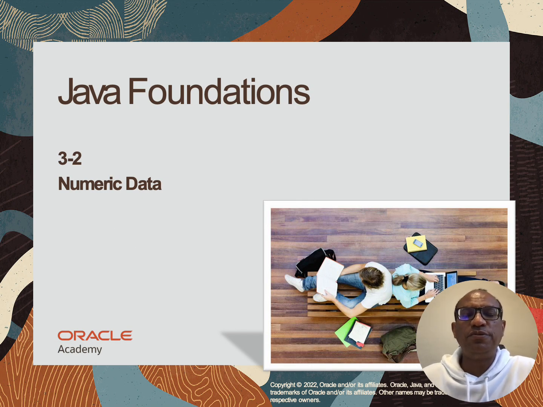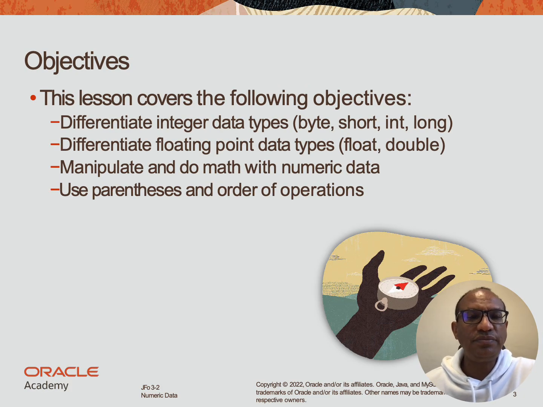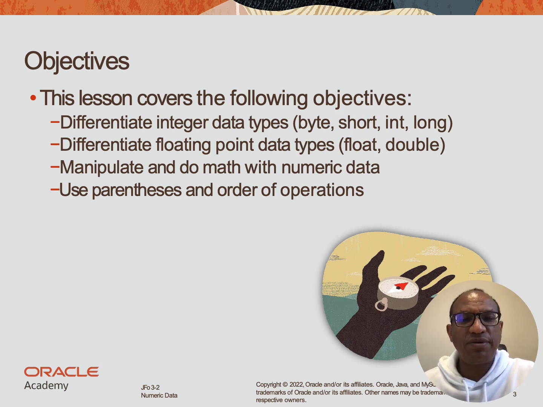Welcome to section 3.2, numeric data. In this lesson, we'll explore how Java represents and handles numbers, from simple integers to floating point values. Our learning objectives today are to understand different numeric types in Java, perform math using these types, and learn how parentheses affect order of operations.